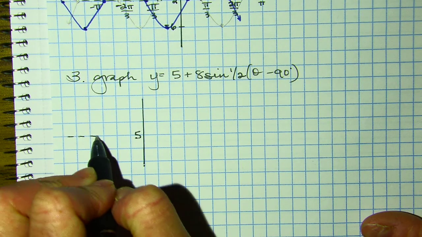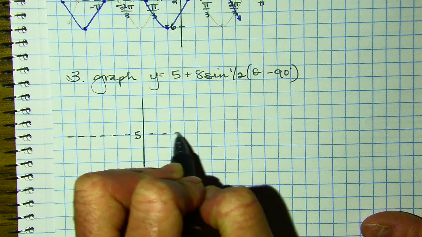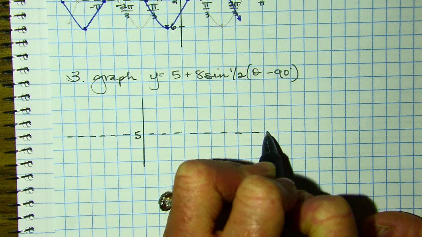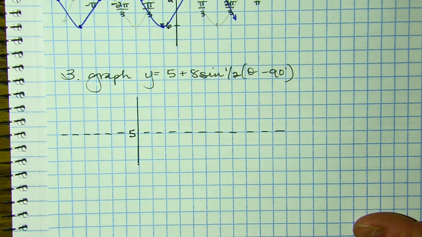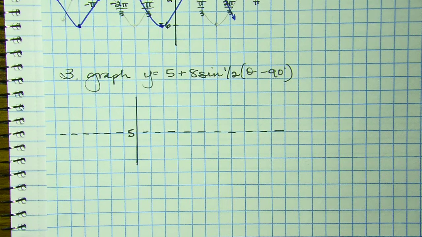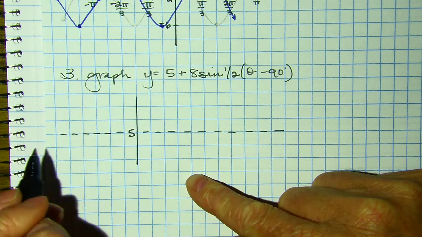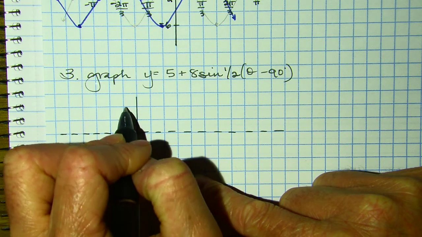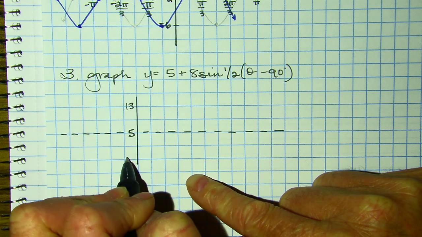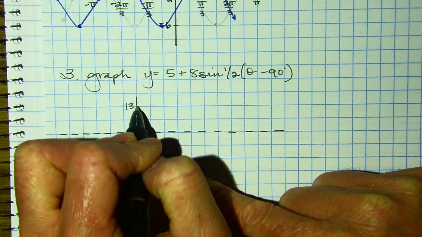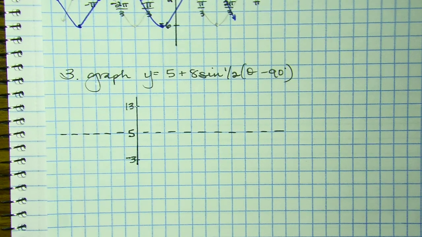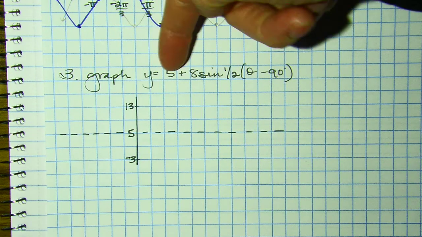I notice I don't change the spacing of how tall my amplitude is. I just change my numbers. So 5 plus 8 would be 13. 5 minus 8 would be negative 3. Okay, so it's always two boxes apart. All right, so I took care of the 5 and the 8.